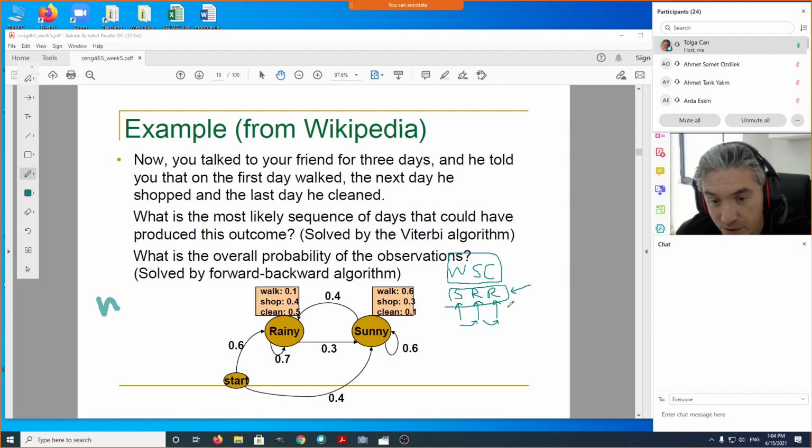So in order to assign a probability to this one and indicate that this is the best possible, most probable sequence of weather conditions in those 3 days that could have produced this outcome, walk, shop, clean... By the way, this S and this S are different. This S symbol means shop. This S symbol in the weather condition means sunny, right? Don't confuse these two. I use these acronyms here.